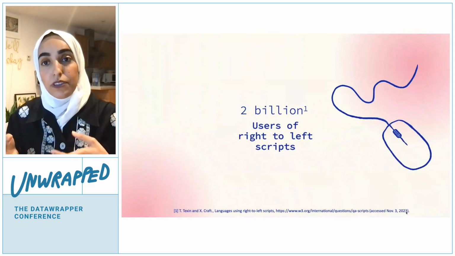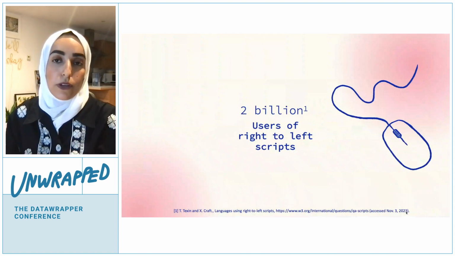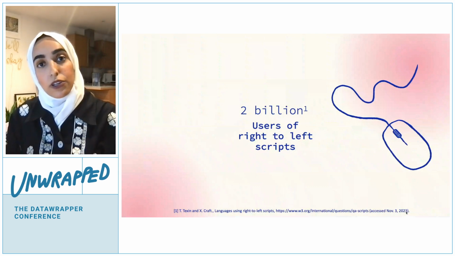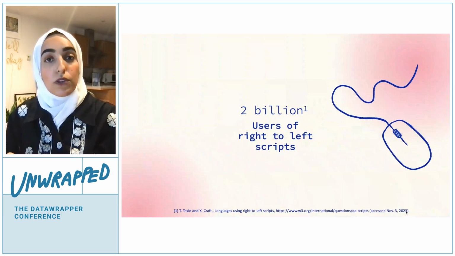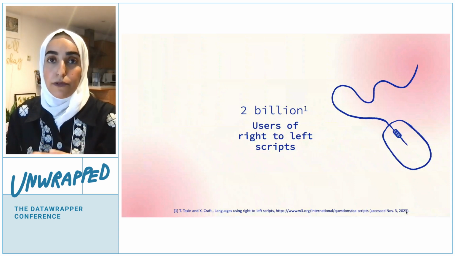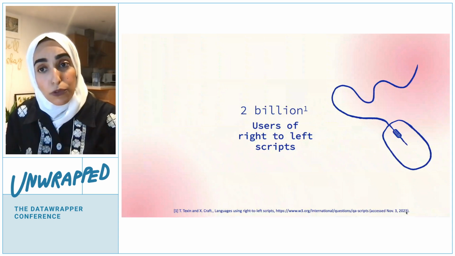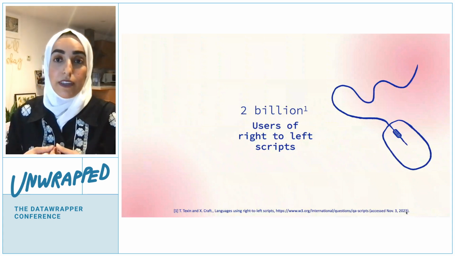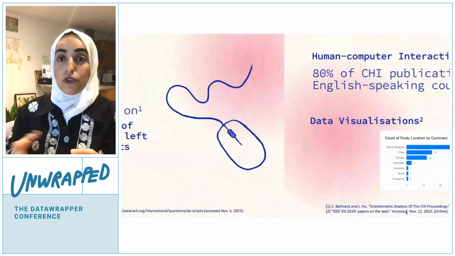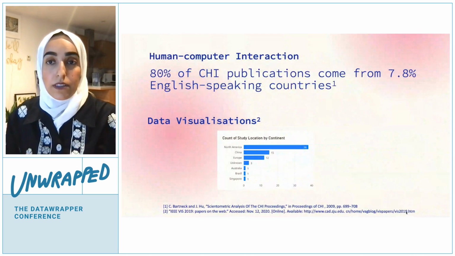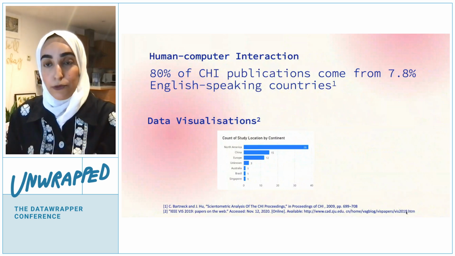Arabic, Persian, and Urdu are not the only scripts that are read and written from right to left. Kashmiri, Kurdish, and Hebrew are all scripts read and written from right to left. There are over 2 billion users of right to left scripts. So, are these communities that use right to left scripts being represented in our research?